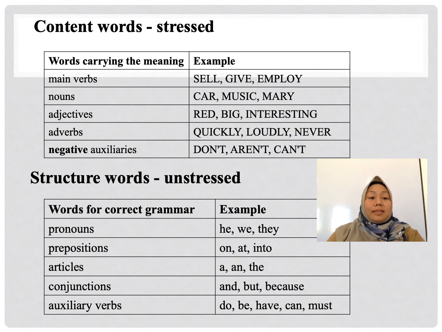These are examples of some content words and structure words. Remember that content words carry the meaning: main verbs, nouns, adjectives, adverbs, and negative auxiliaries are all content words. Structure words are for correct grammar: pronouns, prepositions, articles, conjunctions, and auxiliary verbs. Those are structure words and are unstressed in a sentence.